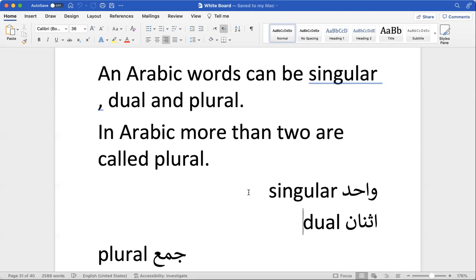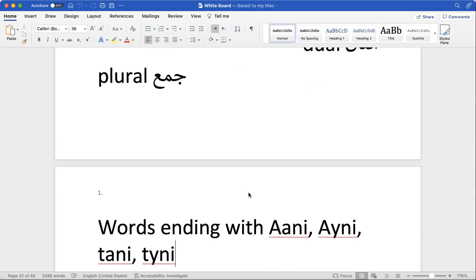So if you have words, isms, with this kind of sounds, that means it's a dual. So if I say Muslimani, it means two Muslims. Muslimaini, two Muslims. Muslimatani, two Muslim women. Muslimataini, again, two Muslim women. But the status is different, right? So those sounds are quite clear, right? Now then, what about jama, plural?